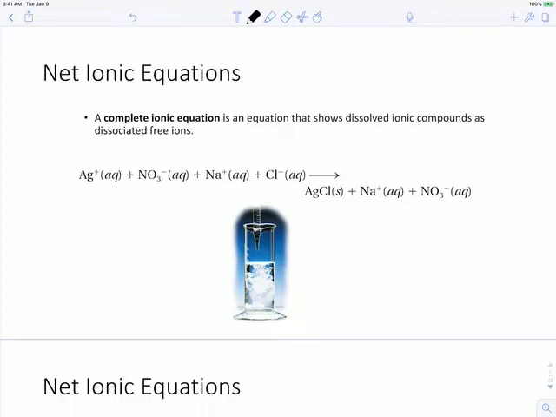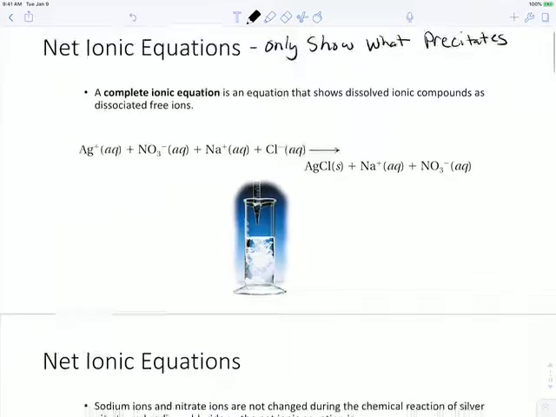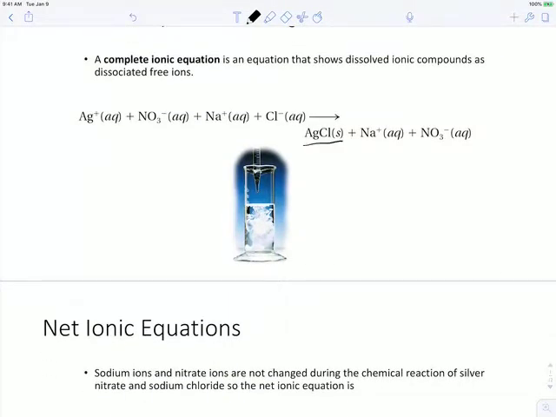Okay, so today, net ionic equations are basically equations that only show what precipitates or what drops out of solution. So these are always going to be double displacement reactions that you're dealing with. What you're looking for is whatever is the solid. So to make this solid, we needed silver and chloride. And so when you do the net ionic equation, you're showing only those ions.